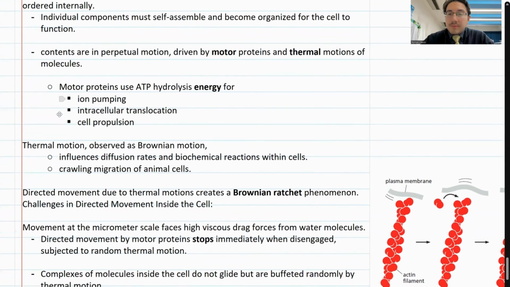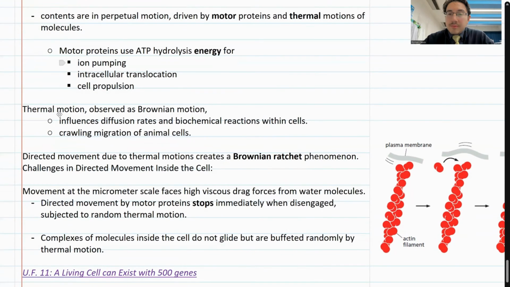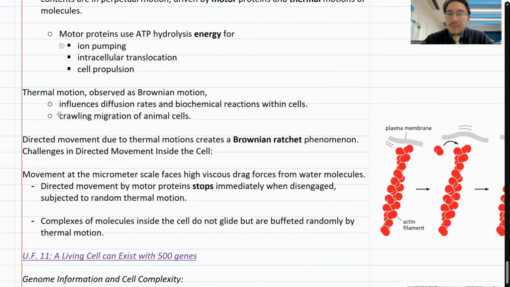right? In order for that to happen, you need contents to be always in motion, moving around. You need some material to be taken from one area to another. You have motor proteins that can move even the entire cell from one place to another, right? Displace the cell. And the majority of this requires energy, requires ATP hydrolysis energy. Some examples of this are cell propulsion, intracellular translocation, or even ion pumping, right?